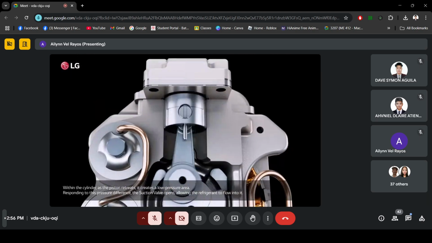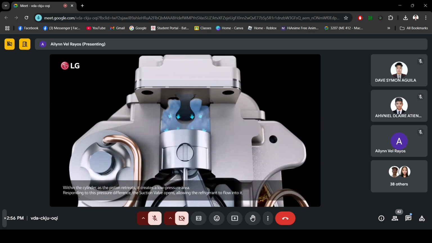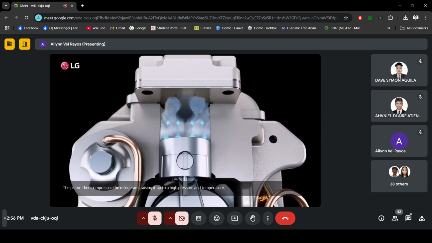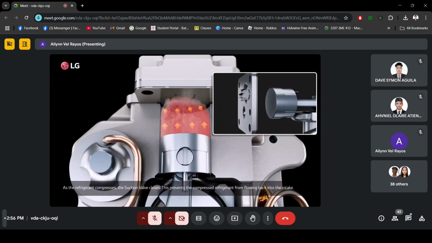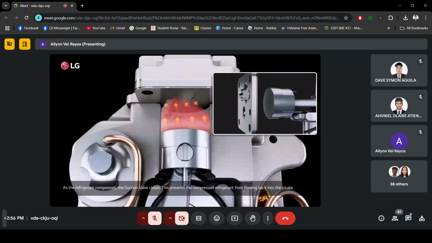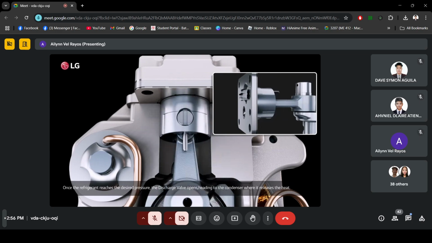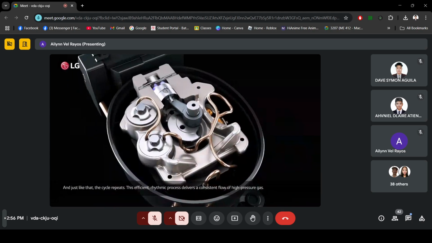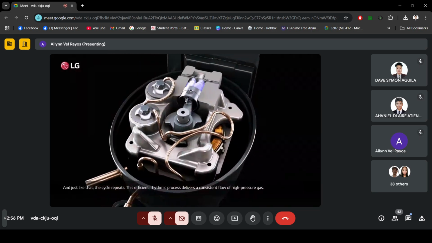Within the cylinder, as the piston retreats, it creates a low-pressure area. Responding to this pressure difference, the suction valve opens, allowing the refrigerant to flow into it. The piston then compresses the refrigerant, raising it up to a high pressure and temperature. As the refrigerant compresses, the suction valve closes. This prevents the compressed refrigerant from flowing back into the intake. Once the refrigerant reaches the desired pressure, the discharge valve opens, heading to the condenser where it releases the heat. And just like that, the cycle repeats. This efficient rhythmic process delivers a consistent flow of high-pressure gas.